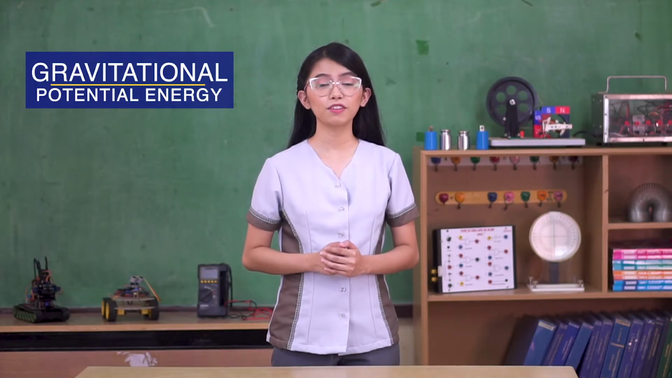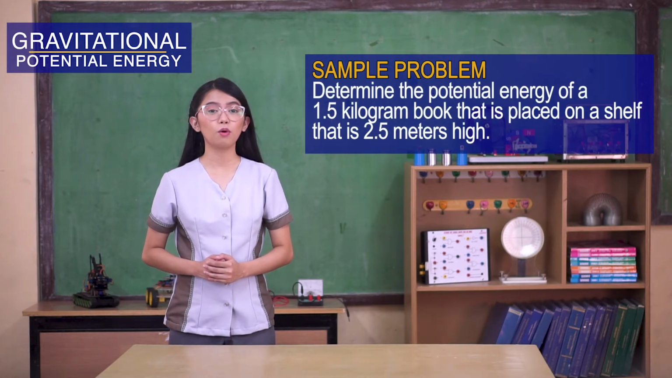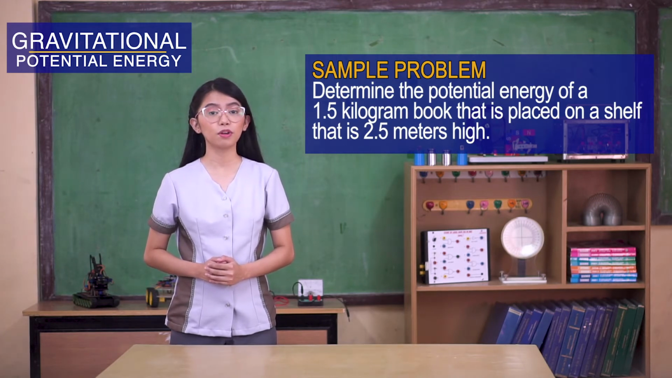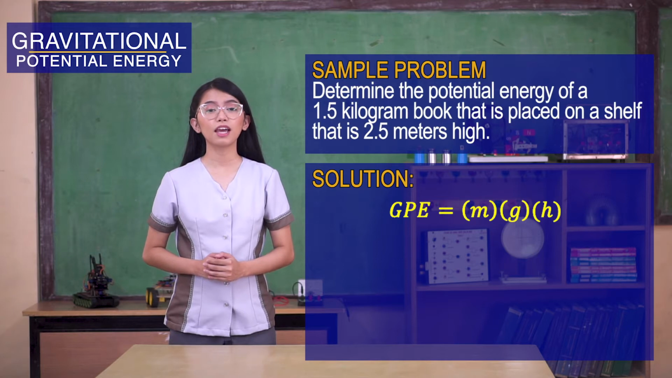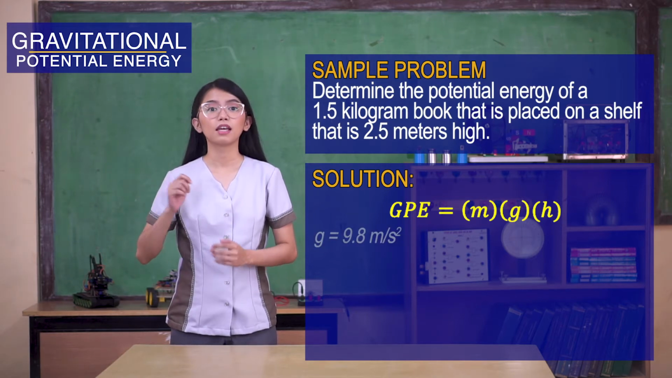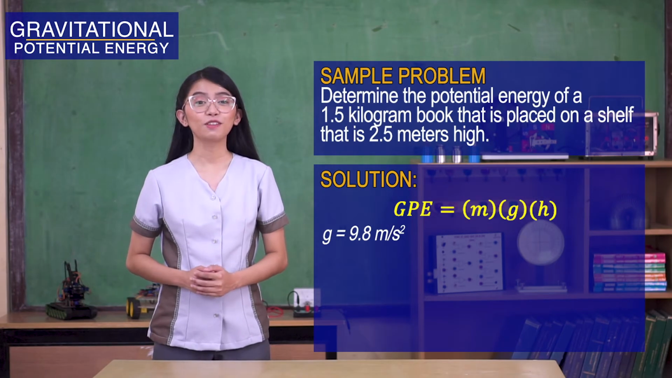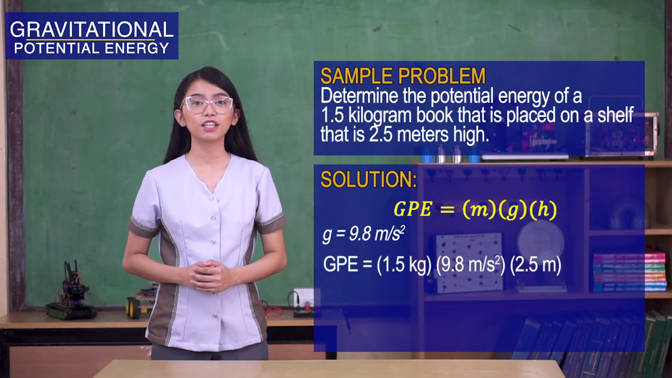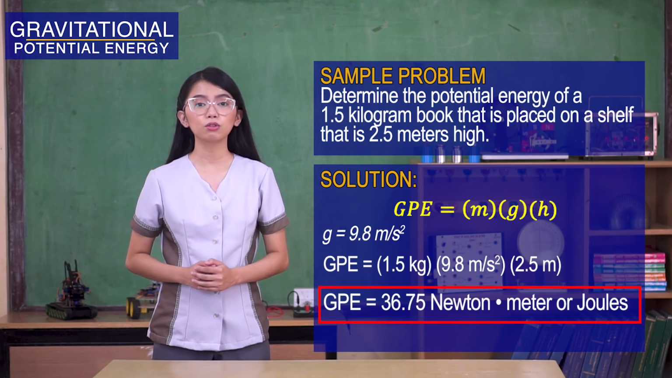If energy is stored by lifting an object to a certain height, then it can be determined using the following equation. For example, let us determine the potential energy of a 1.5 kilogram book that is placed on a shelf that is 2.5 meters high. Let's use the formula for gravitational potential energy, which is gravitational potential energy equals mass multiplied by acceleration due to gravity and the height of elevation. Take note that the value of acceleration due to gravity is a constant, which is 9.8 meters per second squared. After substituting the given values, we will have gravitational potential energy equals 1.5 kilogram times 9.8 meters per second squared times 2.5 meters, which is equal to 36.75 Newton meter or joules.